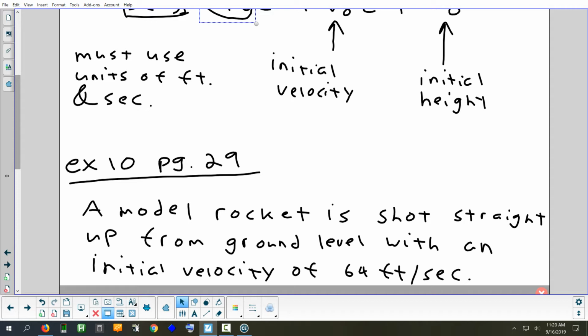Now, in real life, there's all kinds of things that would complicate this. The rocket isn't going 64 feet per second instantly. There's a time of acceleration. And then there's also air. Air resistance is going to slow it down. But we're not going to deal with all that stuff.